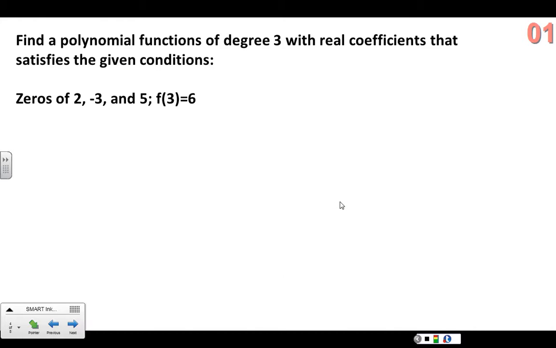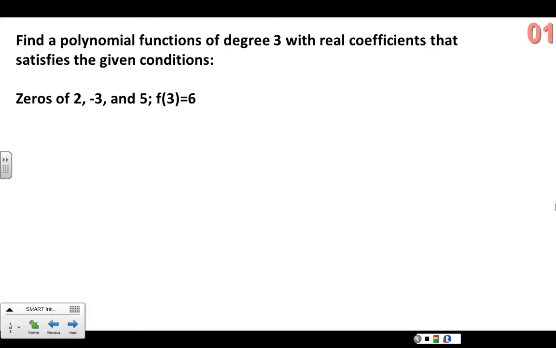Find a polynomial function of degree 3. So that means my highest power should be the third power, with real coefficients that satisfies the given conditions. The zeros have got to be 2, -3, and 5. And also, we know that f of 3 has got to equal 6. So it's possible that we could have some multiplied coefficient out front that would affect the fact of f of 3 equaling 6. So we've got to use a variable to help us with that.